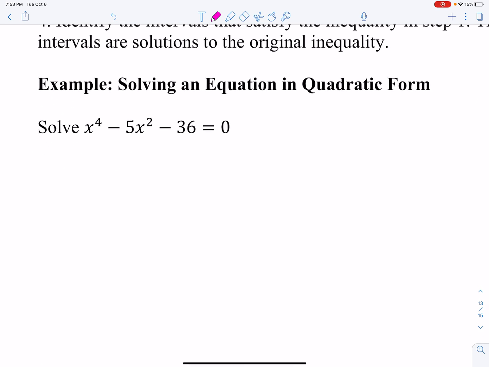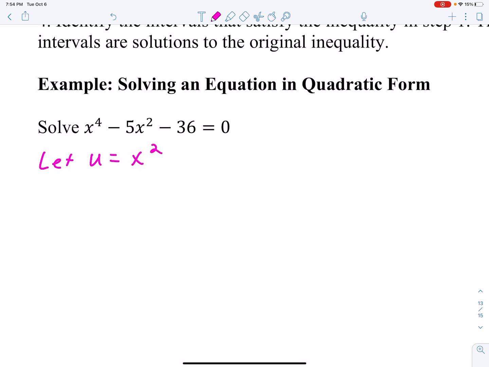Solving an equation in quadratic form. This is an important method called substitution. Notice this kind of looks like a quadratic, in other words, a parabola, except we have a 4 and a 2 on the exponents here, where normally we have a 2 and a 1 exponent. But we can make it look like that by using a substitution. You have to write this: let u equal x squared.